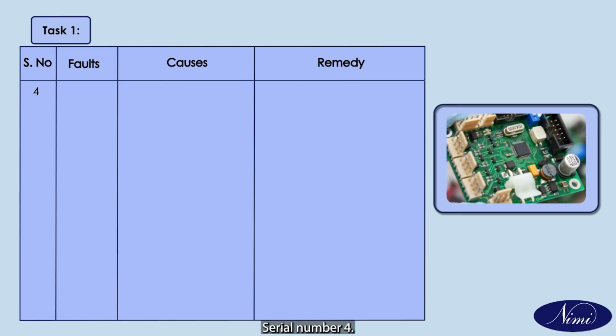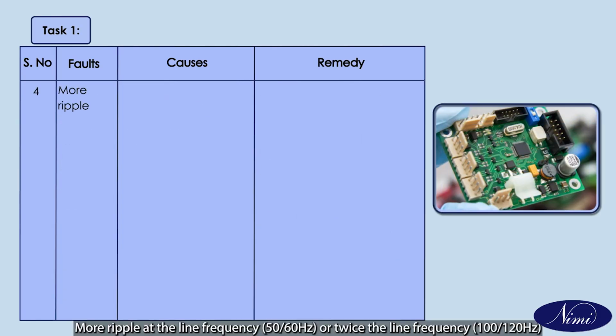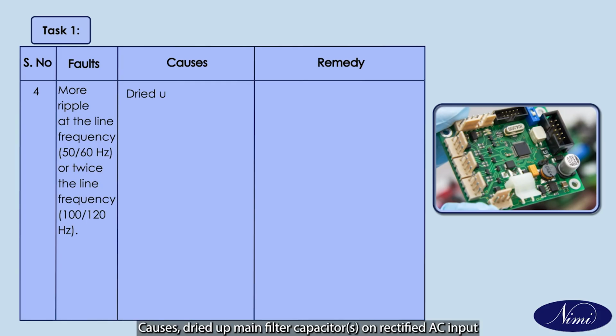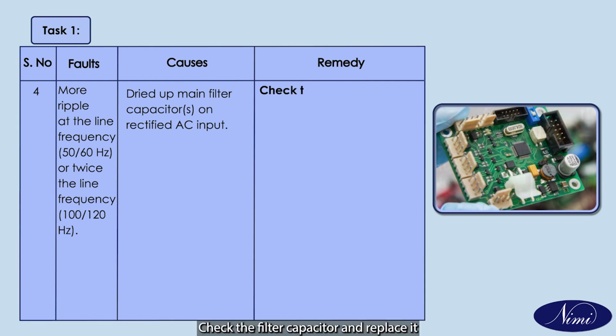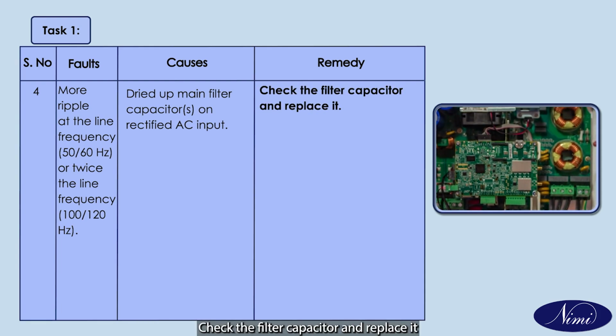Serial number 4. Fault: more ripple at the line frequency 50 or 60 Hz, or twice the line frequency, 100 or 120 Hz. Causes: dried up main filter capacitors on the rectified AC input. Remedy: check the filter capacitor and replace it.